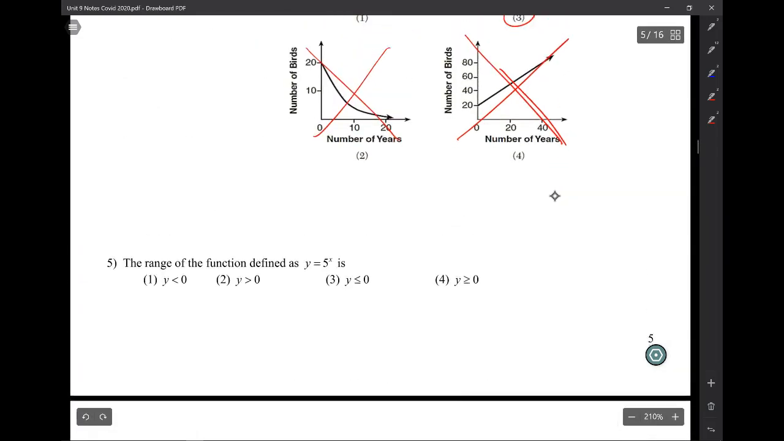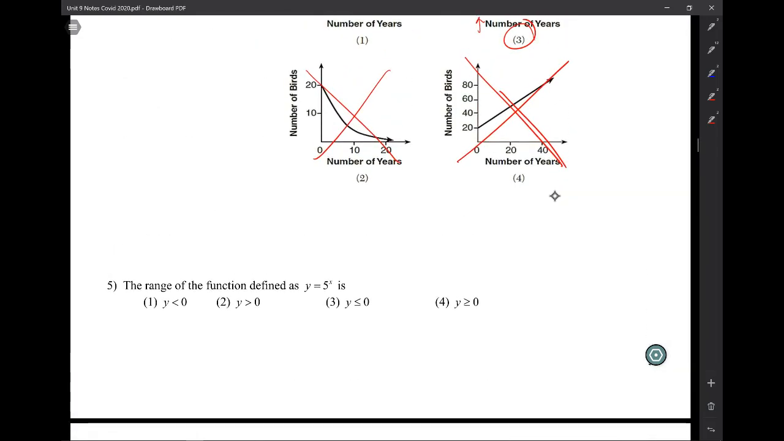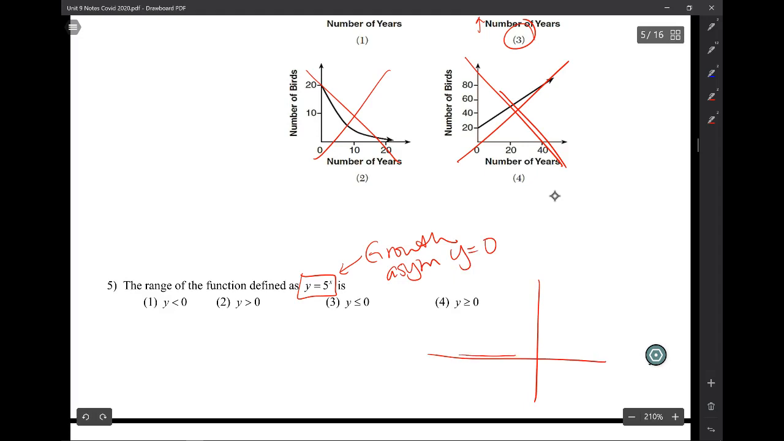All right, and then last one, the range of the function defined by y equals 5 to the x. This is exponential growth with an asymptote of y equals 0. So if I was to draw a sketch, it would look like all the rest of the exponential growths, and it wants to know the range. Range is bottom to top. Range would be from 0 to infinity with parentheses.